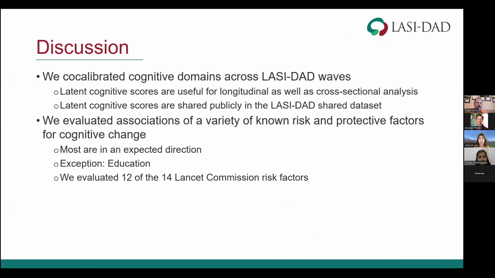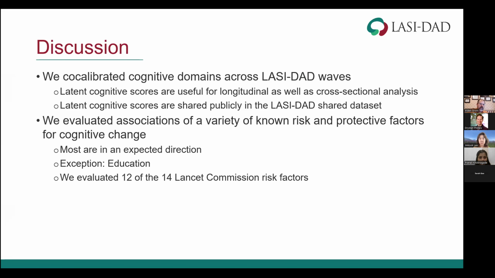So in conclusion, we've co-calibrated cognitive domains across the LASI-DAD waves. The latent cognitive scores are useful, we think, for longitudinal as well as cross-sectional analyses. They are also shared publicly in the LASI-DAD shared data sets. And then we've evaluated associations of a variety of known risk and protective factors for cognitive change. Most of these are in an expected direction. The exception, of course, is education.